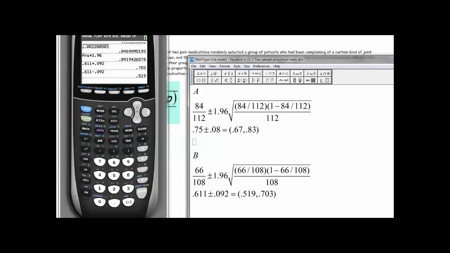And it's not about whether one is bigger or smaller than the other one. It's, is there any overlap? Is there anything in common? As long as there's something in common, then statistically I can't say there's a difference between the two medicines.